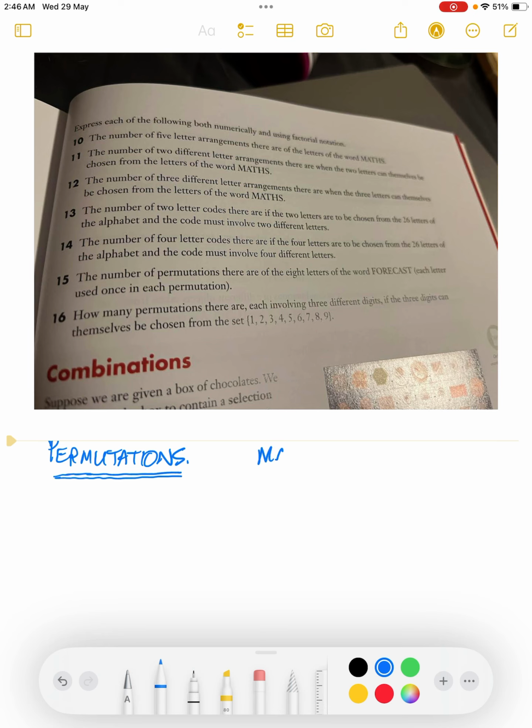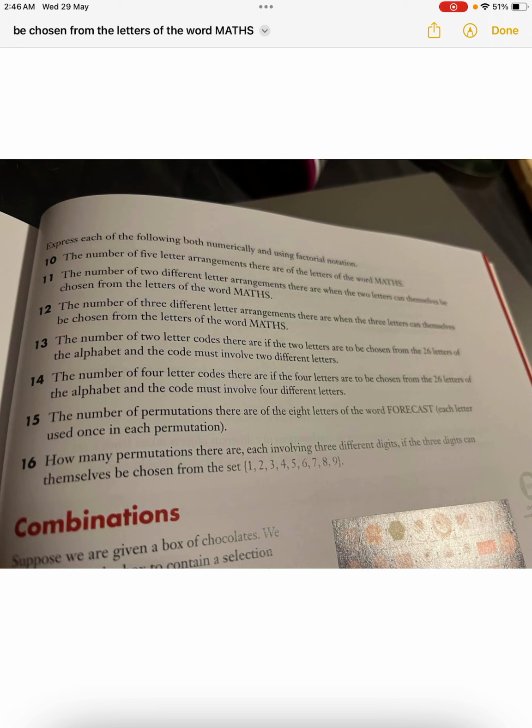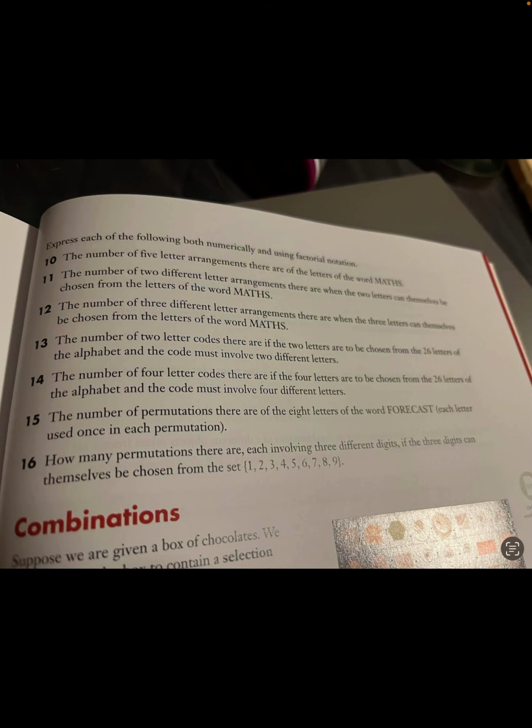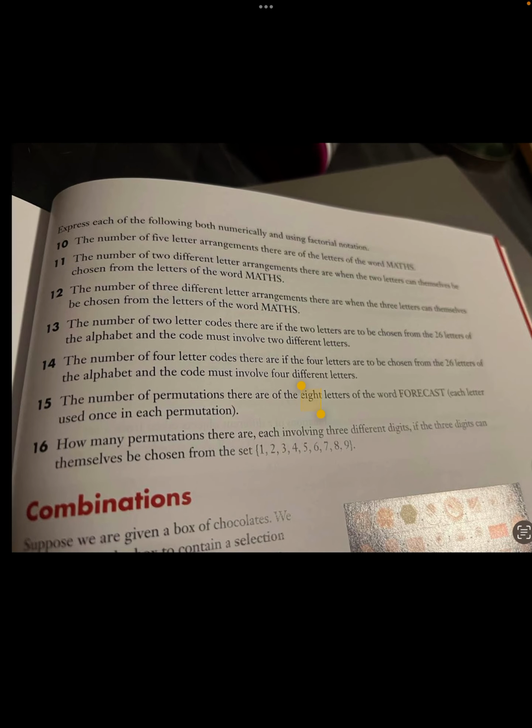So we've got this word and it says maths. 1, 2, 3, 4, 5. 5 letters to choose from, 5 objects, 5 letters. And question 10 says up above, the number of the 5 letter arrangements there are of the letters of the word maths. And above the line it says express each of the following, both numerically and using factorial notation.